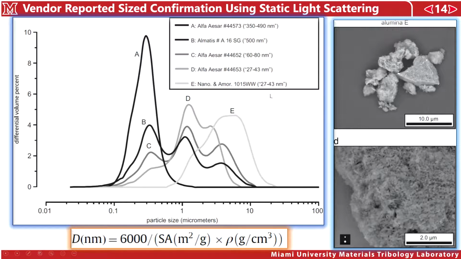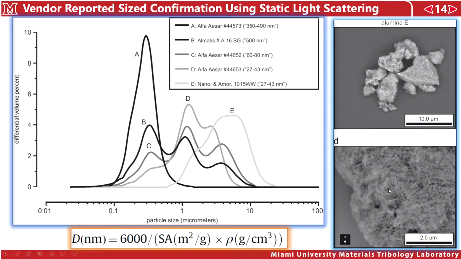Even further proof of this discrepancy is found when you take the electron microscope images for alumina E. If you look at the resolution, this is 10 micrometers resolution. If the alumina particles were so small as stated by the vendor, then you should have seen much smaller particles on a 10 micrometer scale. But they are lumps. As you can see, they are large lumps of alumina particles. And if you zoom in even further, you can see that these are porous particles.